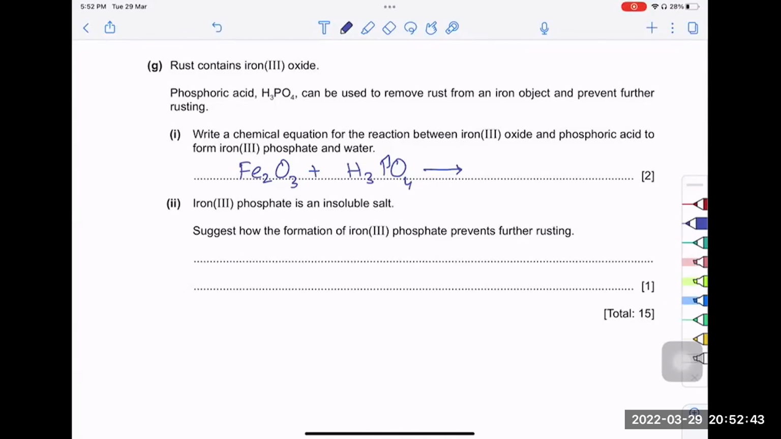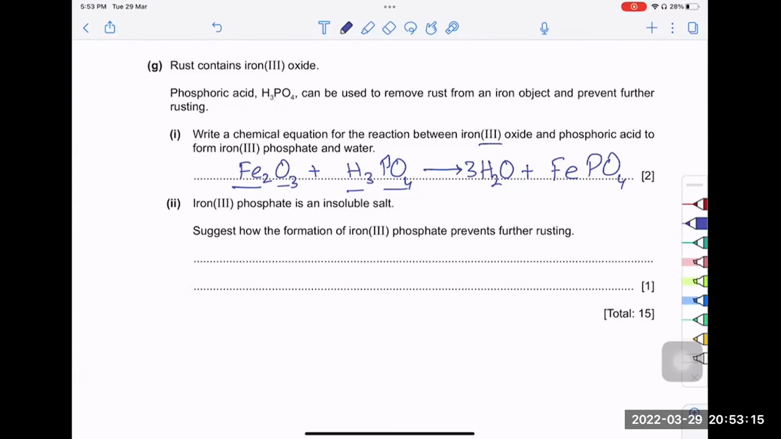So what happens when you take an oxide and react it with an acid? You get water. And the rest of it is just combined together. So iron phosphate, iron 3 phosphate, because this is iron 3 oxide. So yeah, there you go. You will get 3 hydrogens, so yeah, 3 water. I'm sure this might be the first time you're looking at rust as a base. Iron 3 phosphate is an insoluble salt.